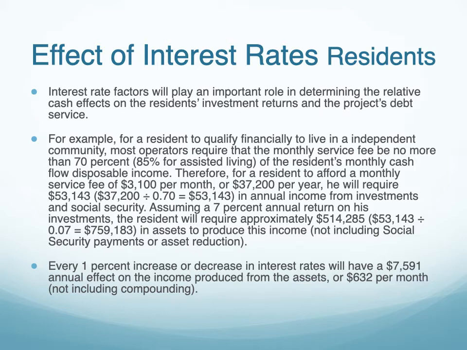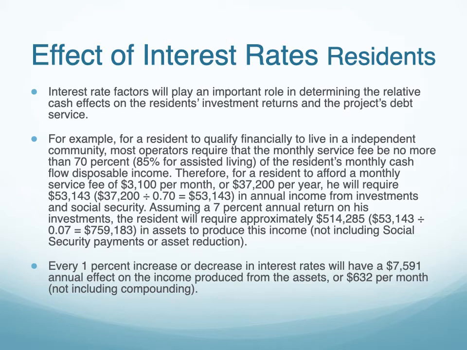Therefore, in order for a resident to afford a monthly service fee of $3,100 a month or $37,200 a year, he's going to need $53,143 in annual income from investments and Social Security. That's $37,200 divided by 0.7. Assuming a 7% annual return on his investments, the residents will require approximately $514,285 in assets to be able to produce that kind of income, not including Social Security payments or asset reduction.